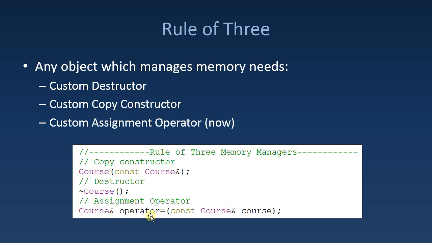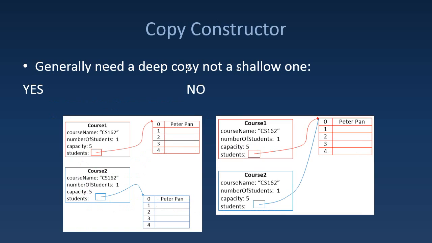Right? And so it's the operator equal symbol, the assignment operator, and what it'll do is it'll take in another object, a reference to another object that we don't plan on changing, and use that to copy into the current object. And once again, the idea is if we're copying course 2 into course 1, what I probably expect to have happen is something like this, right?